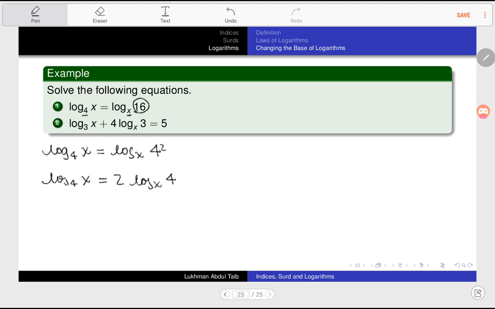Okay, now we can change the base. According to the rule here, because we want to solve for x, it's better that we change this one. Now we want the right hand side to have base 4, not x anymore. So log x to the base of 4 is 2 log 4 over log x to the base of 4. But log 4 to the base of 4 is 1, so we have 2 above it.